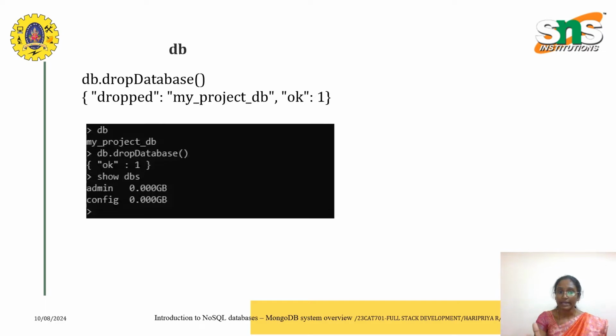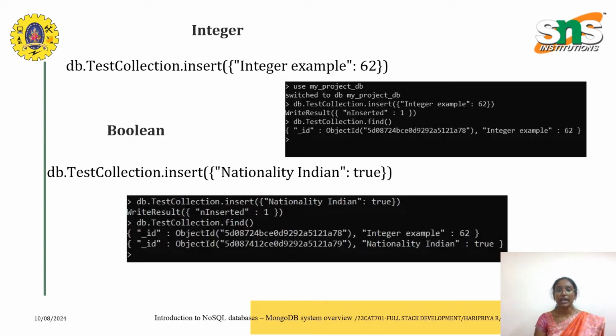So show dbs. Now I will give the two categories over here. Check it out. I'll give the integer type. Integer means I will give some numbers in my database. So db.testcollection.insert. The test collection is the name of my collection table, where numerical values will be inserted into my database. So insert integer example colon 62. This command is used for entering some integer values in my database.